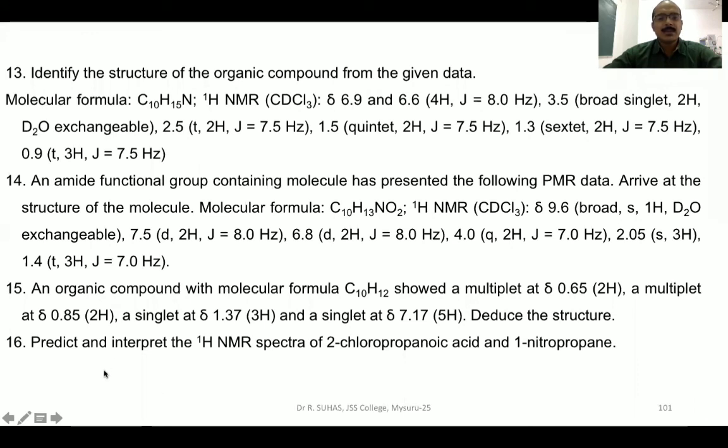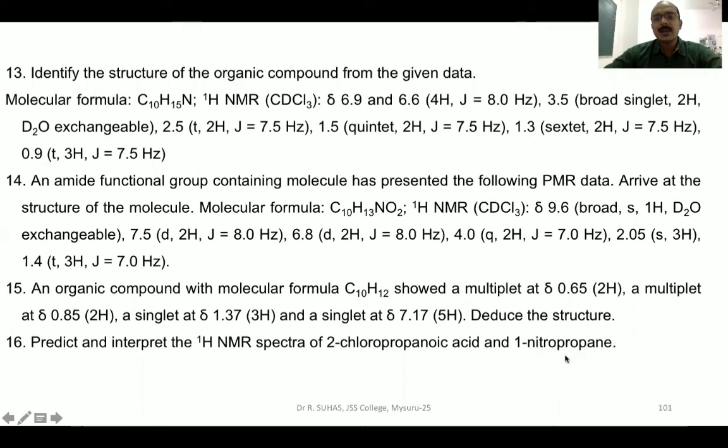The last problem is to predict and interpret the 1H-NMR spectra of 2-chloropropanoic acid and 1-nitropropane. In the last lecture, I already showed how to write the spectrum of ethyl bromide, or sorry, propyl bromide. Based on that, you have to write the 1H-NMR spectrum for these two compounds. So this is 2-chloropropanoic acid. The base, propane, has 3 carbon atoms. Among the 3, one will have the acid functional group, COOH, and at the second position you attach the chloro and write the 1H-NMR spectrum.